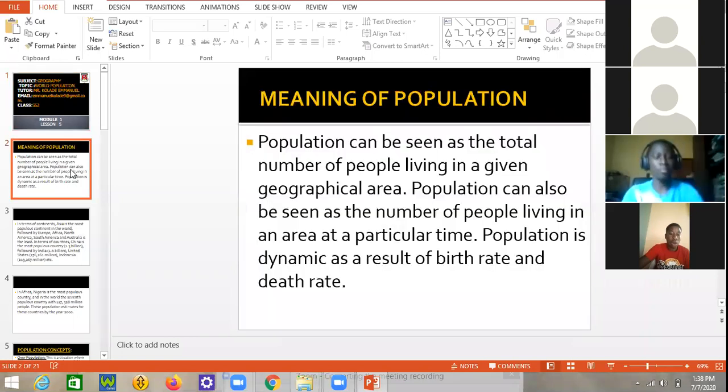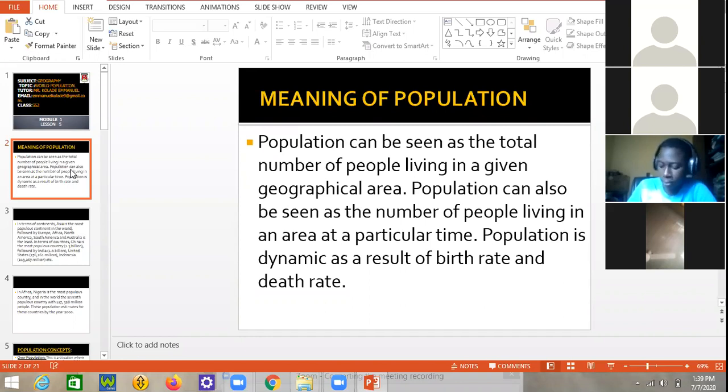That is the meaning of population on that slide. It can be seen as the total number of people living in a given geographical area. Population can also be seen as the number of people living in an area at a particular time. Now, it doesn't need too much stressing. It is direct and straightforward. The total number of people living in a geographical area is known as population.